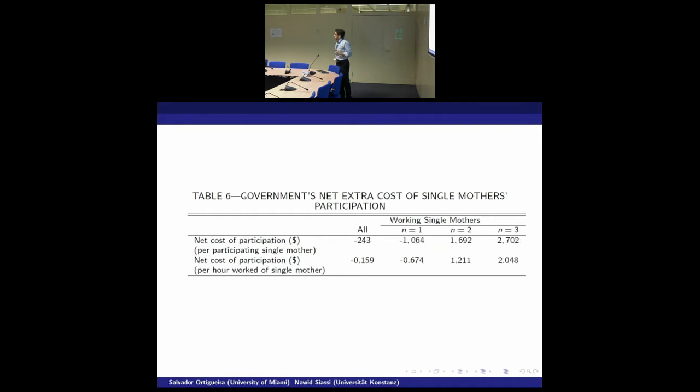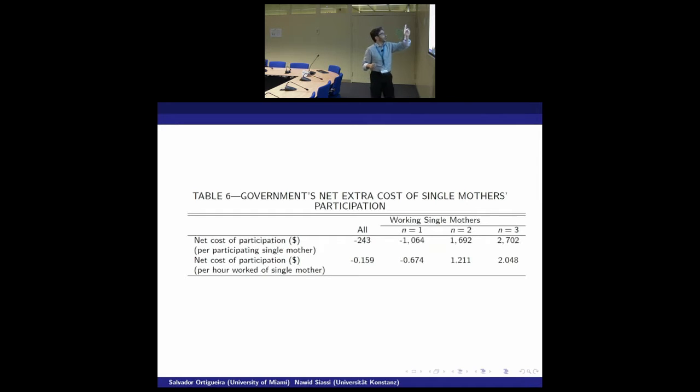Second, how much does it cost the government to have all these incentives? That is, what is the cost for the government of having these huge incentives for people to participate? And what we do is we compute the net extra cost of having single mothers participating. This means that this is the additional cost that we pay for a single mother participating, compared to if she did not participate. Okay? This is not the total cost. It's the extra, the net extra cost. This is the cost on top of having them non-participating.